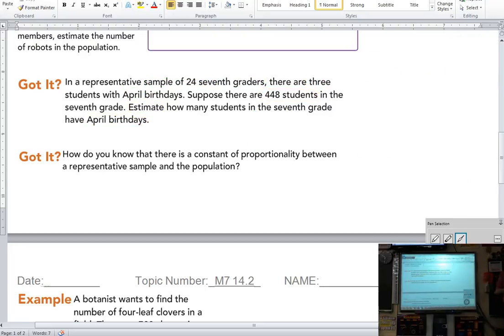Any questions on that? You can solve this many different ways. You can use the fraction, you can use the decimal, you can use the percent if you feel like it.